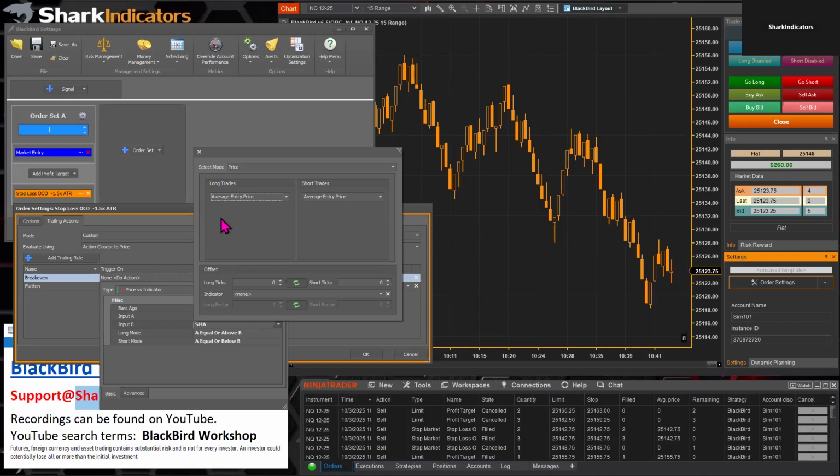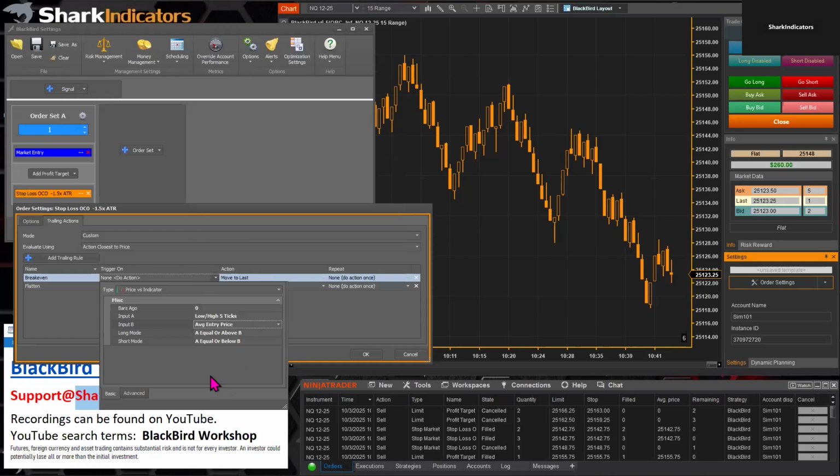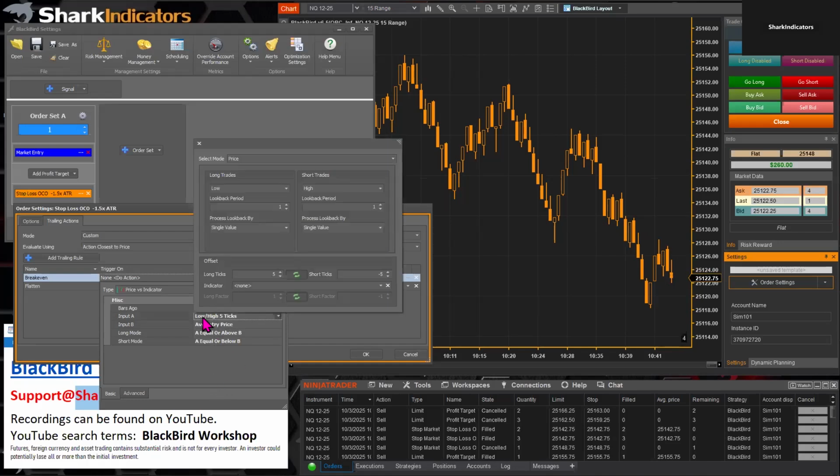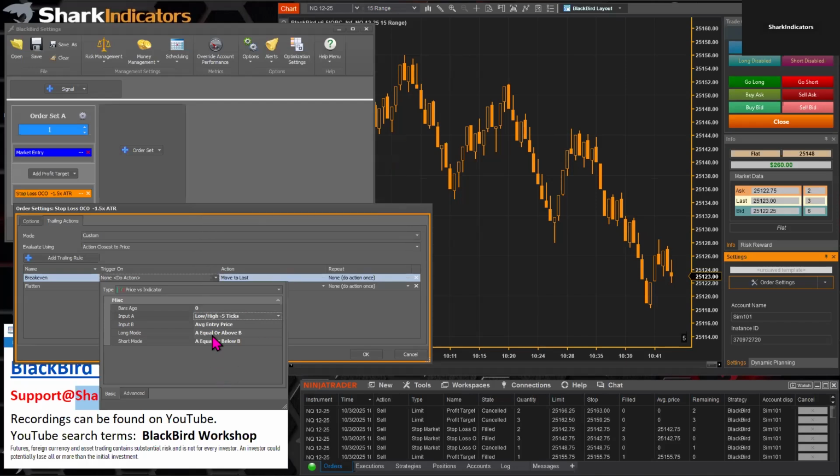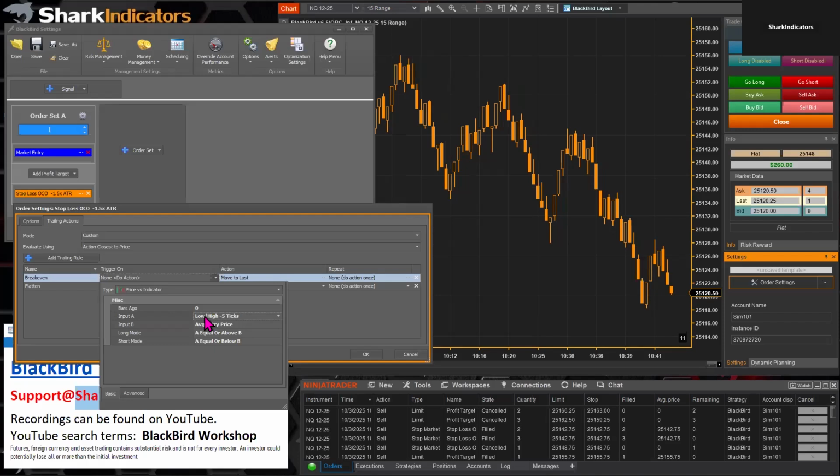And you can even add a tick offset to, actually, you know what? I got this backwards here. Sorry. So back to input A. So for the low price, sorry, you'd want to subtract. We'd want to take the low price and subtract 5 ticks. So that way the low price, subtracting 5 ticks, is above the average entry price.